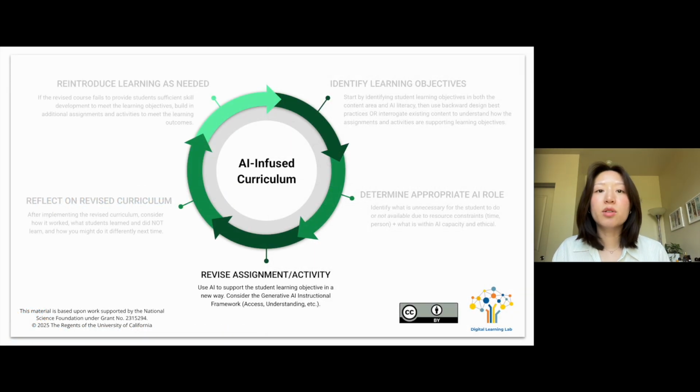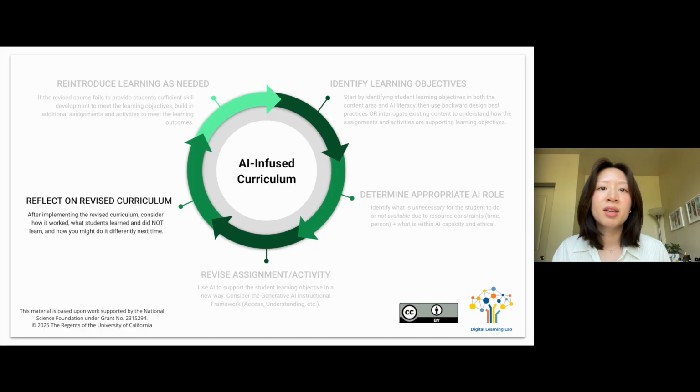Once you've done these initial evaluations, you can now revise the activity to incorporate AI. Again, the student learning objective is at the center. The goal is to bring in AI to support that objective in a new or deeper way. Bringing in AI can also support students' development of AI literacy, something growing in importance as the role of AI is increasing rapidly. After implementing the revised activity in your class, you'll then want to reflect on how it went.